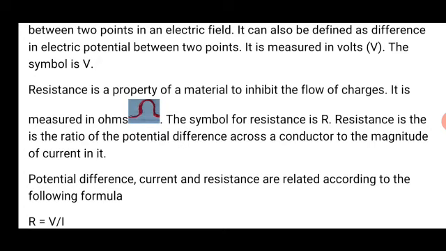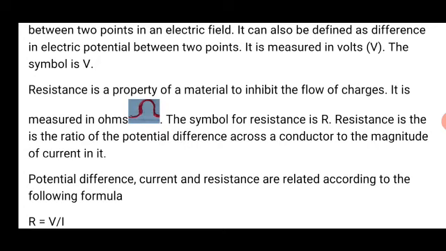So when a material inhibits the flow of charges, that material is converting the electric energy to other forms of energy such as heat, light, sound, etc.